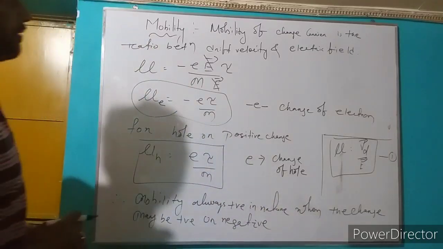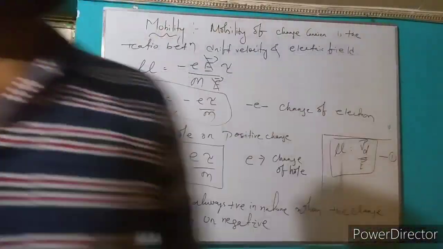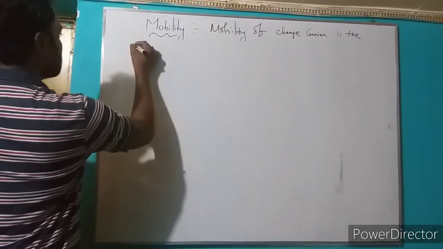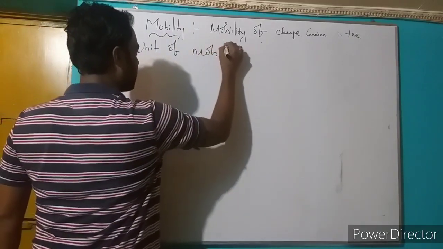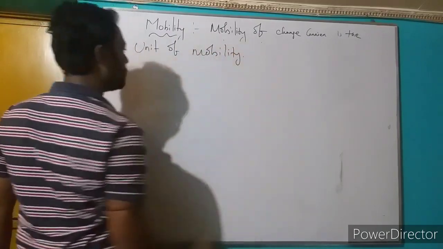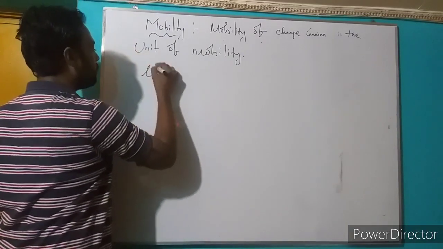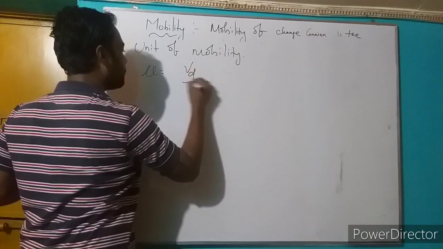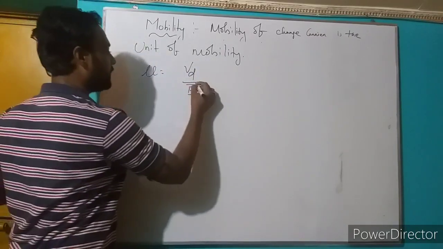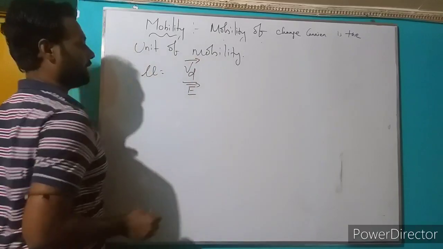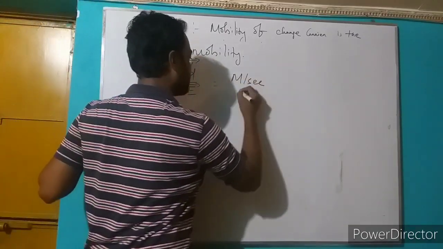Okay. Now I'll define the SI unit of mobility. Please note it. Unit of mobility. What is the unit of mobility? You know, mobility equals drift velocity per unit electric field. Okay, mobility means drift velocity per unit electric field. Drift velocity means what? Meter per second.